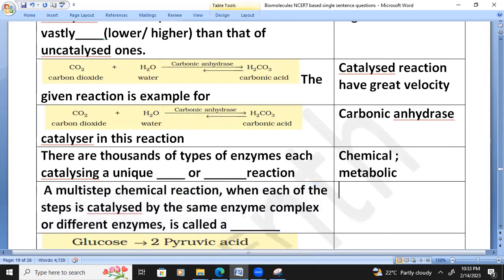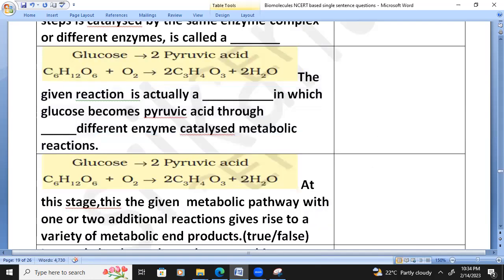A multi-step chemical reaction, when each of the steps is catalyzed by the same enzyme complex or different enzymes, is called a metabolic pathway. Glucose turns into pyruvic acid. The given reaction is actually a metabolic pathway in which glucose becomes pyruvic acid through 10 different enzyme-catalyzed metabolic reactions.